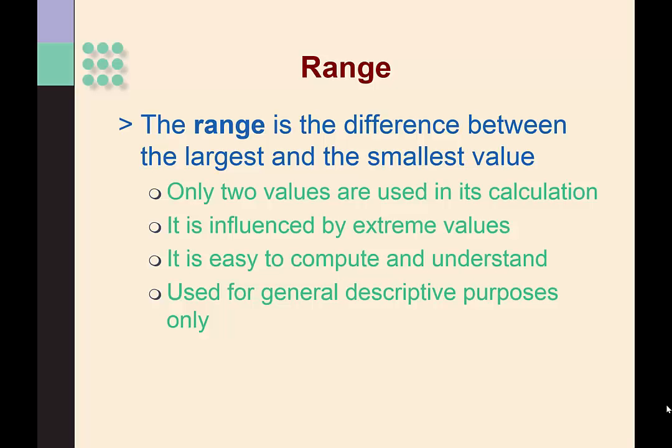Though the range is simply the difference between the largest and smallest value in the data set, there are some properties of the range that are important to highlight. First of all, of course, only two values in the data set are used in its calculation, and therefore it's influenced by extreme values, and the range can be a rather unstable measure. Though it is easy to compute and definitely easy to understand, and it's often used for general descriptive purposes.